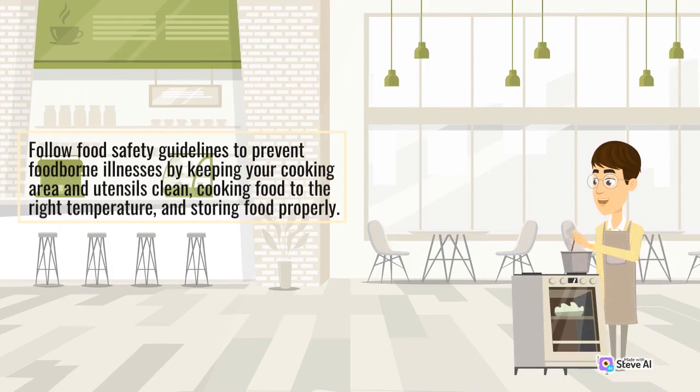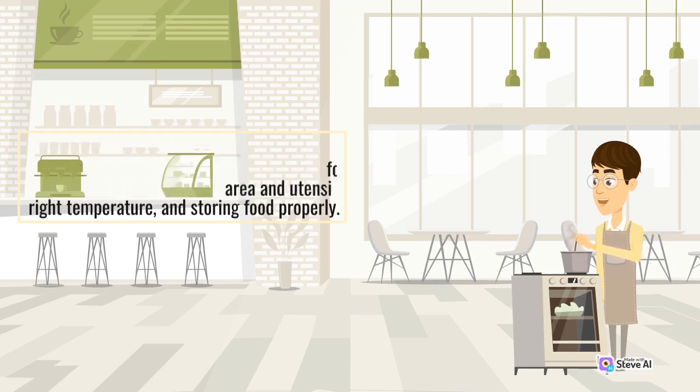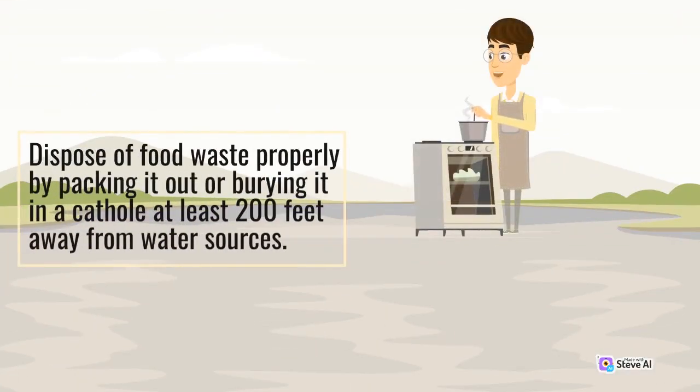Follow food safety guidelines to prevent foodborne illnesses by keeping your cooking area and utensils clean, cooking food to the right temperature, and storing food properly. Dispose of food waste properly by packing it out or burying it in a cat hole at least 200 feet away from water sources.